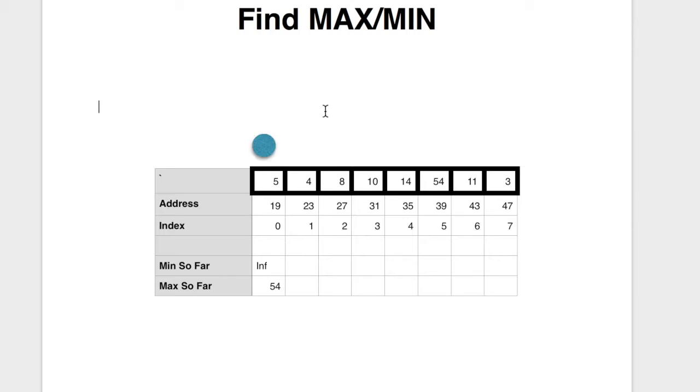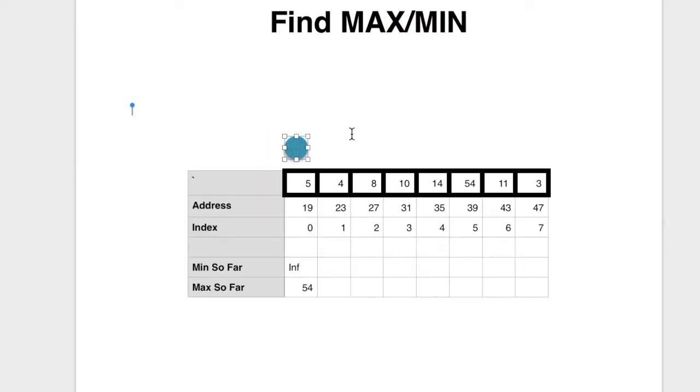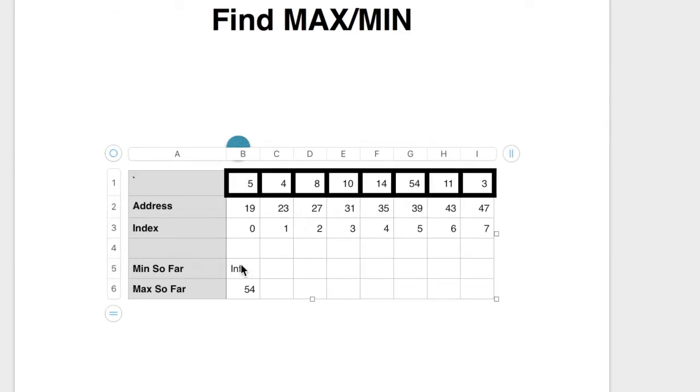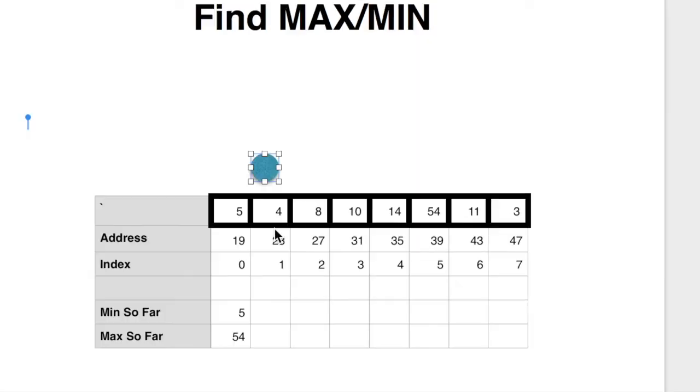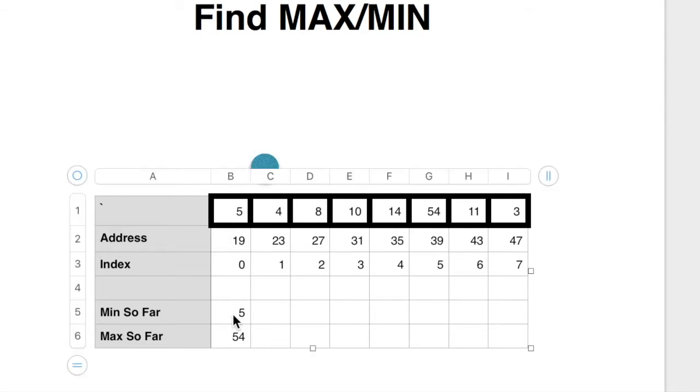I'll use a similar strategy. I will iterate from the 0th location and find if the element is less than the min so far, and I'll update if it is. So I'll update because 5 is less than infinity. Then I'll go to the second location. I'll find the element 4. If 4 is less than the min so far, I'll update it.